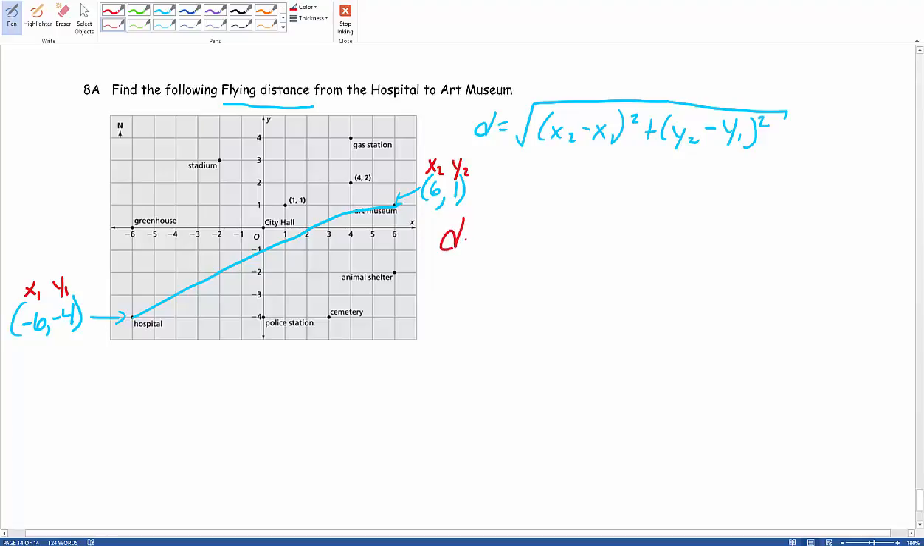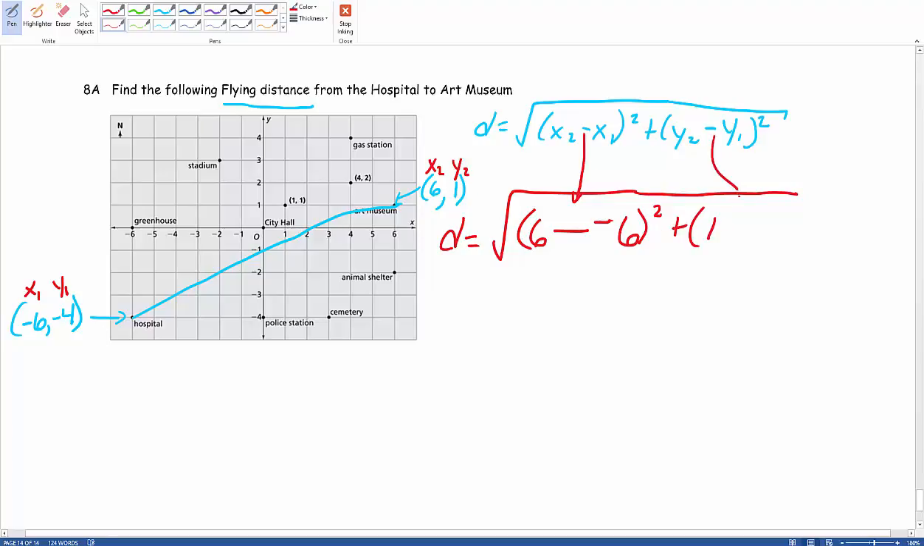So then our distance is equal to the square root of our x2, here it is, 6. By the equation, we're going to subtract. And then our x1 comes in, and we notice that our x1 happens to be -6. Close that parenthesis, square it, plus our y2, here it is, 1. By the equation, we have to subtract from the formula, and then our y1 being -4. Closing the parenthesis and squaring it.